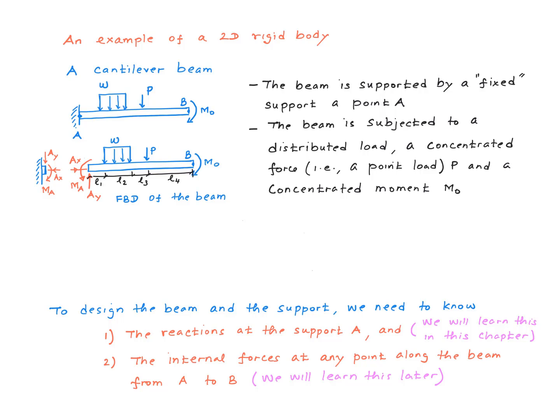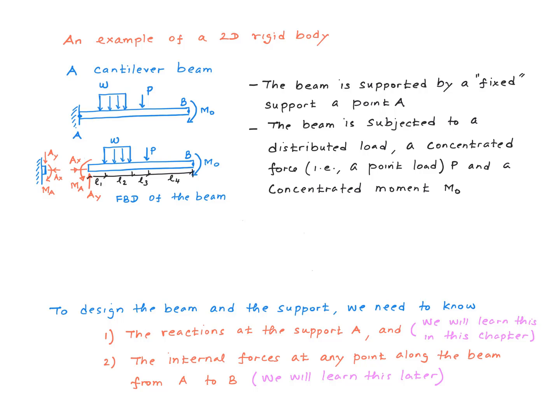It turns out that in general, on a fixed support like this, there could be an axial force, a shear force, and a bending moment like this. The axial force is the one that acts along the axis of the beam, and here I denoted that by AX. The shear force is the one that acts parallel to the plane of sectioning, and here I denoted that by AY. And then a concentrated moment, MA, also acts at that point.